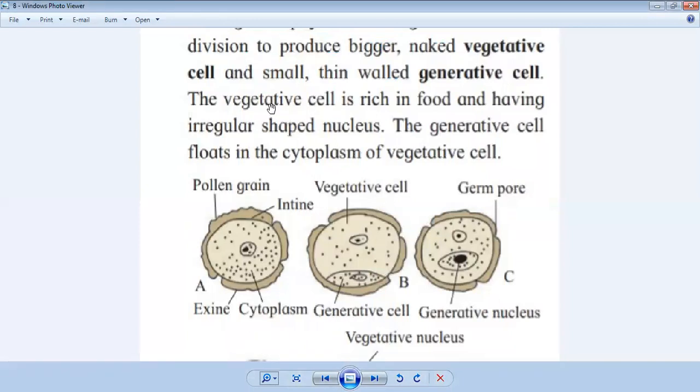The vegetative cell is rich in food and has an irregular shaped nucleus. ठीक है, जो वेजिटेटिव सेल होती है इसमें रिच अमाउंट में फूड होता है एंड हैविंग द इरेगुलर शेप ऑफ न्यूक्लियस. The generative cell floats in the cytoplasm of the vegetative cell. ठीक है, जो जनरेटिव सेल्स होती है वो फ्लोट्स होती है साइटोप्लाज्म ऑफ द वेजिटेटिव सेल.